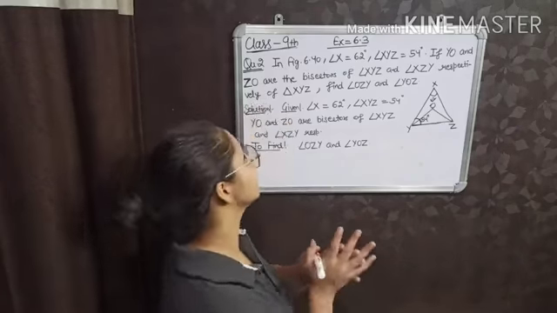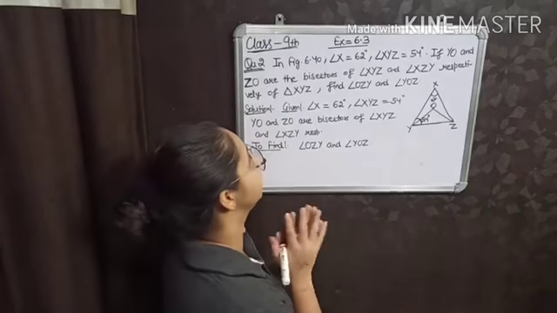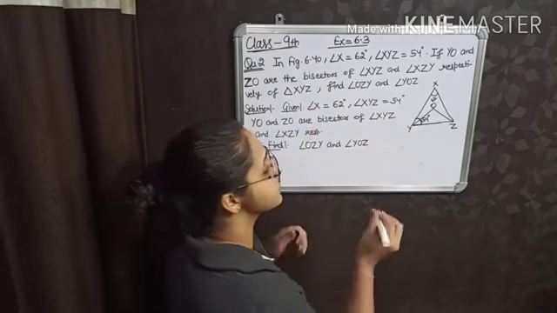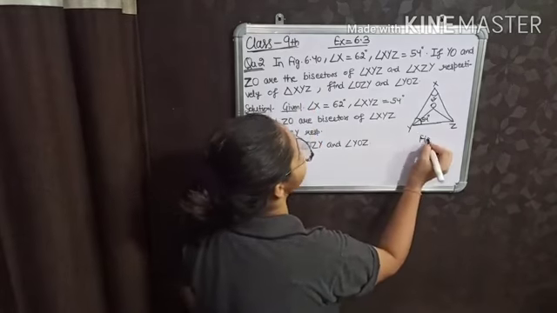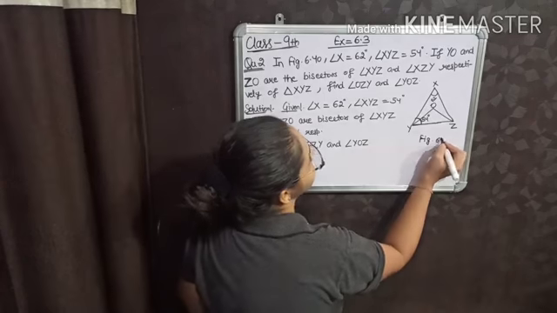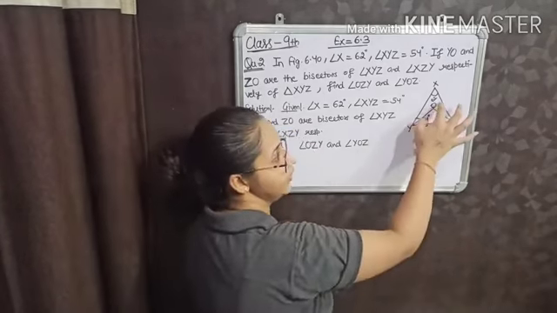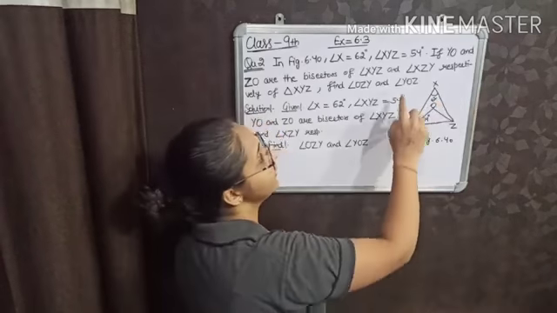So now discuss question 2 of exercise 6.3. Question 2 is in figure 6.40. This is figure 6.40. Angle X is equal to 62 degrees. This angle is 62 degrees.